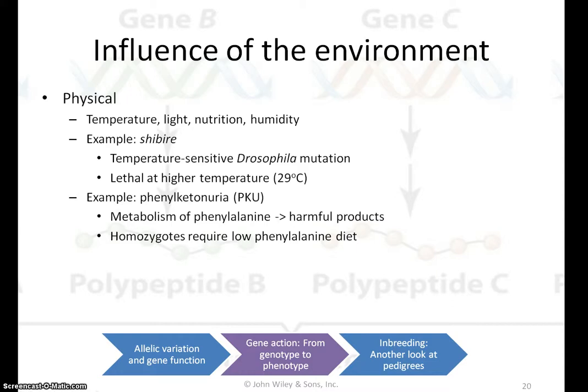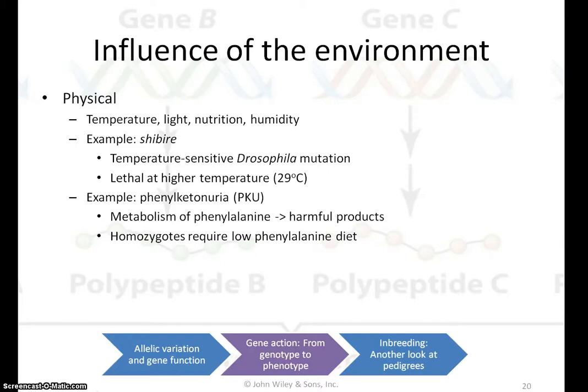So a few examples of how the physical environment can influence the phenotype: temperature, light, nutrition, humidity. An example of how temperature could affect the phenotype is seen in a temperature-sensitive Drosophila mutation called Schreiber, and this mutation is lethal at a high temperature. Drosophila normally live at 25 degrees Celsius. If you raise their temperature to 29 degrees Celsius, the individuals with this mutation will not survive.